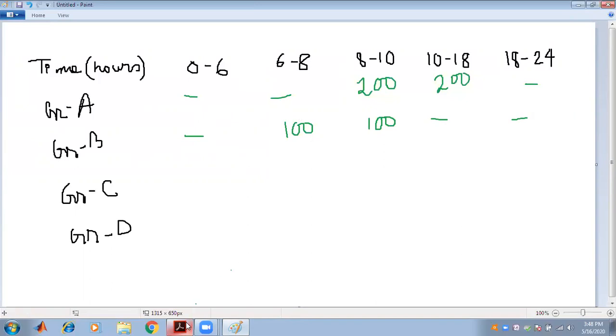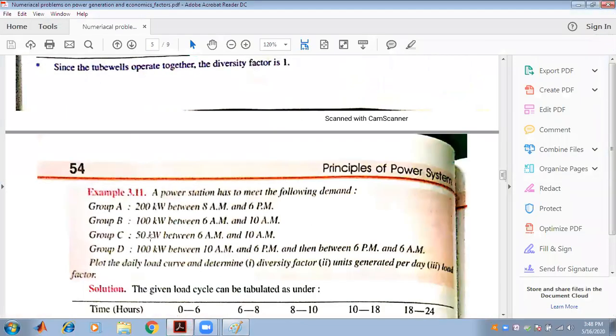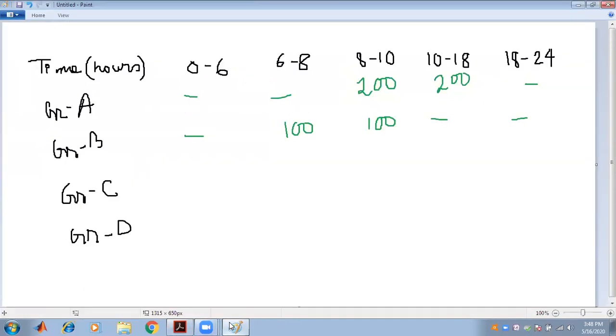Now group C, 50 kilowatt between 6 a.m. and 10 a.m. It will be the same as group B: from 6 to 8 and from 8 to 10, 50 kilowatt. From 6 to 10 it operates, and in the rest of the hours it is not working.